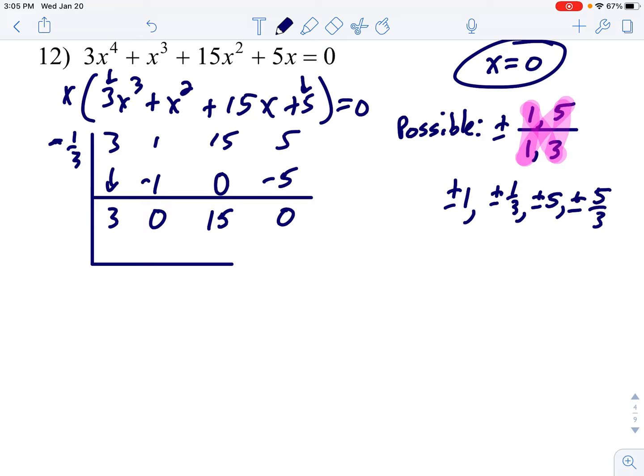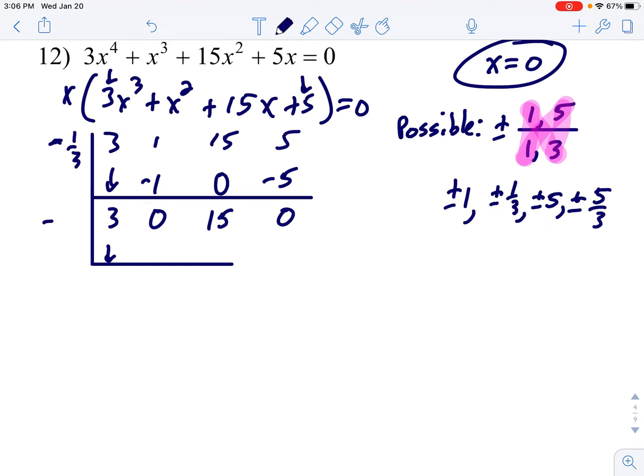I could keep going, but I think it's going to fail with every possible answer. Let me double check. I could do negative 1/3 again because it could be a multiplicity. Negative 1/3 times 3 is negative 1. Negative 1/3 times negative 1 is positive 1/3. That does not give us a 0. So no multiplicity. 1 and 5 didn't work. Positive numbers aren't going to work.